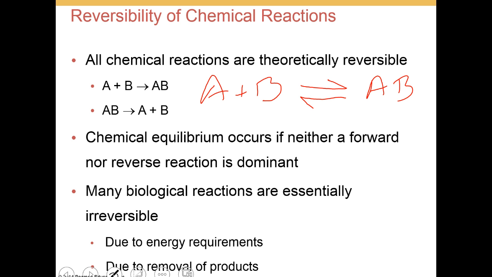But you can disturb this equilibrium, right? So you could change the concentration of the particles. You could change the temperature, right? So many are theoretically reversible, but in reality, many biological reactions are irreversible because maybe the reverse reaction just takes too much energy, or we may need AB for something else. So it gets removed from the reaction and it's not available to break back apart.